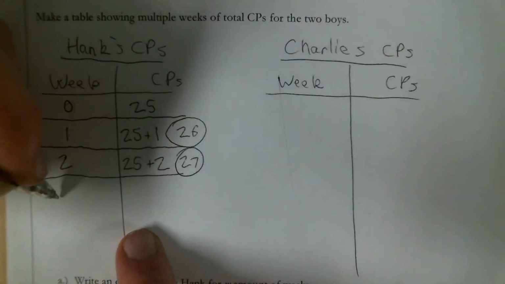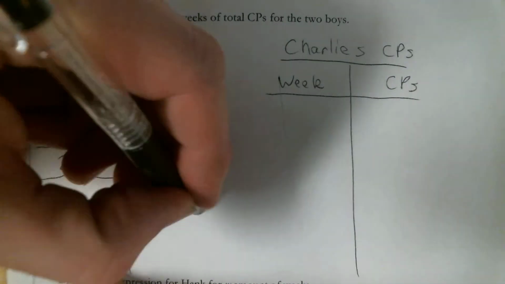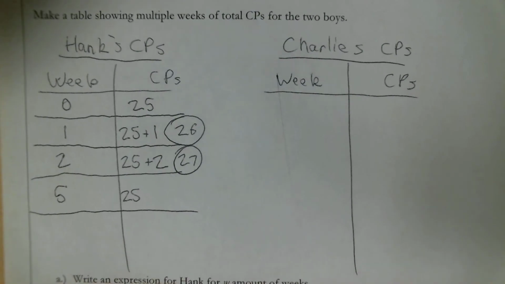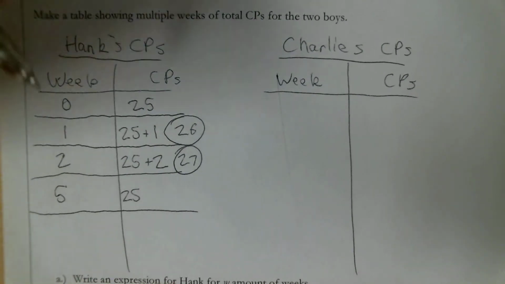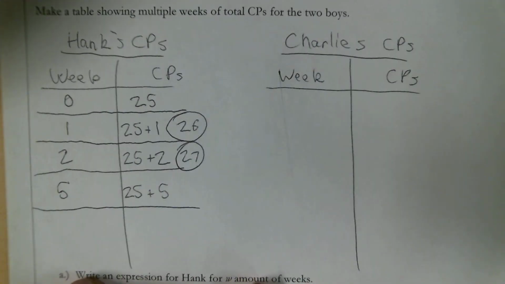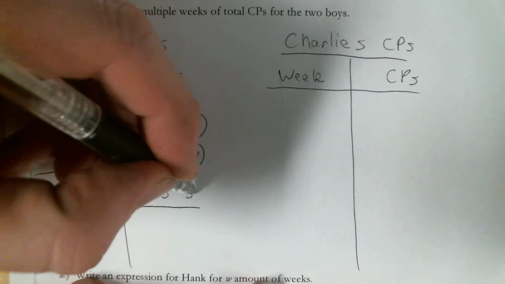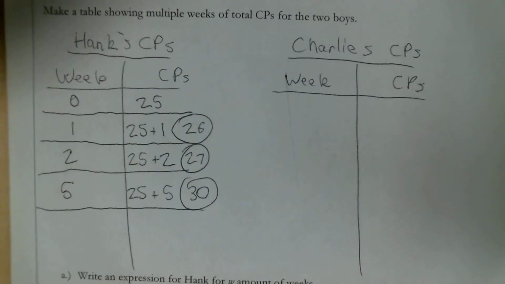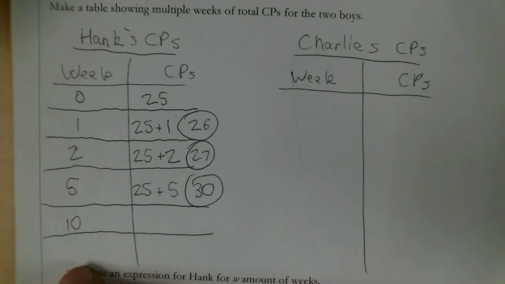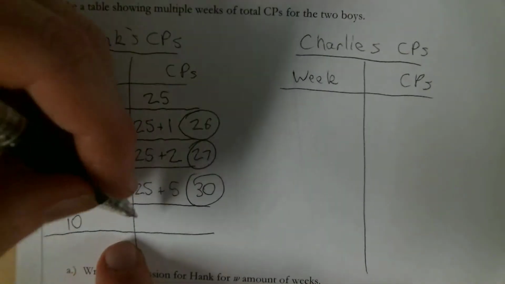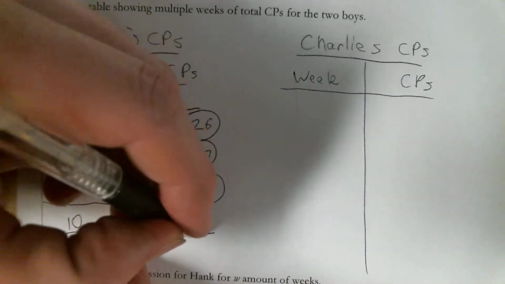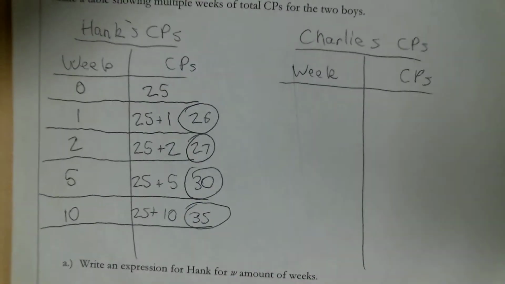And the trend is going to keep going. What about for 5? What would he have in 5 weeks? Well, he would have 25 plus 5 CPs. So what does that give us? That gives us 30. So let's keep going. Let's say for 10 weeks. For 10 weeks, what would he end up having? He would end up having 25 plus, now there's been 10 weeks, so he has a total of 35 CPs.